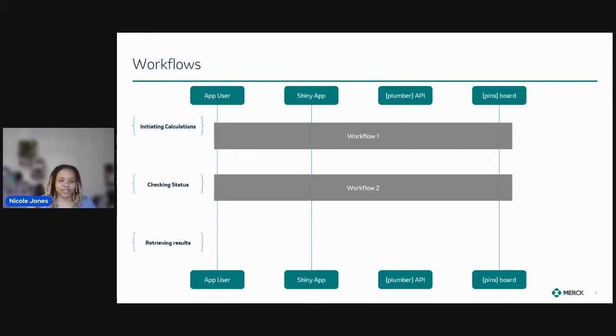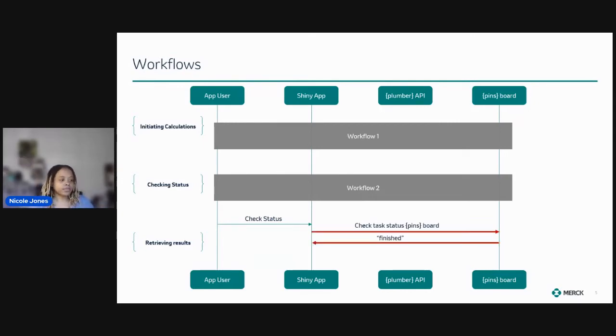And finally, your calculations are ready and you want to actually retrieve your results. So a pretty similar workflow in terms of checking status. We're going to check the status. We're going to, again, bypass the Plumber API and go straight to our pins board. We're going to get this notification of finished, and then the Shiny app is going to retrieve the results from the results pin board. And then those results will either be displayed or made available to download for the users.